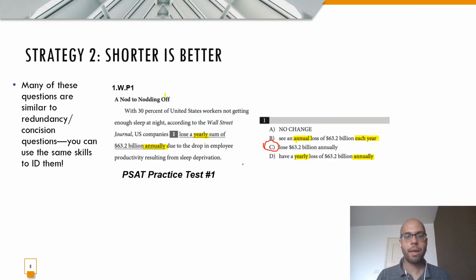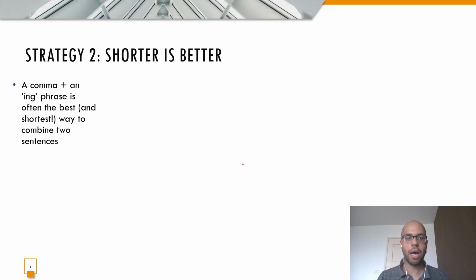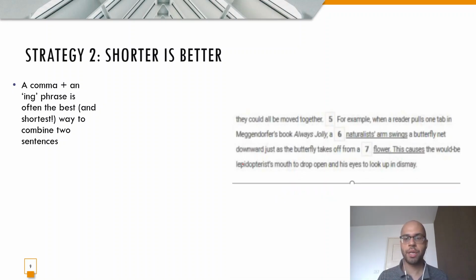All right. So yeah, you can use the same skills on a lot of these transition word questions. And one of the really nice things to think about is using a comma plus an "-ing" phrase to unite these sentences. Let's just take a look at this combining sentences question here. For example, when a reader pulls one tab in Megendorfer's book, Always Jolly, a naturalist's arm swings a butterfly net downward, just as the butterfly takes off from a flower.